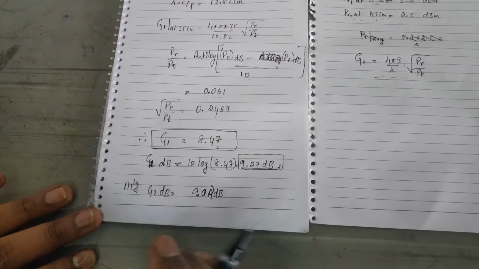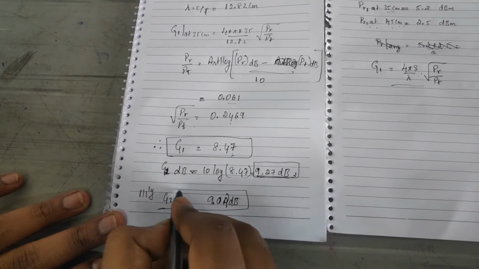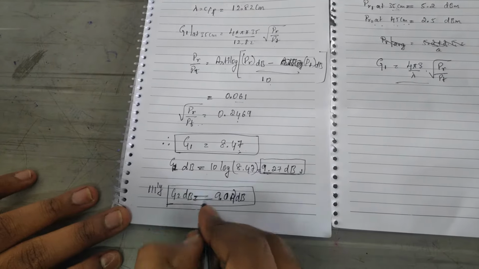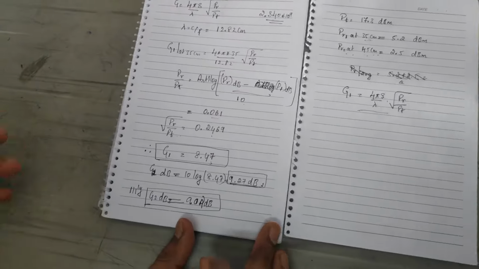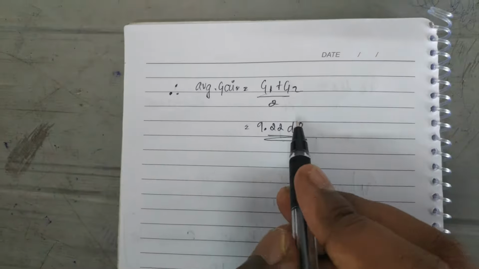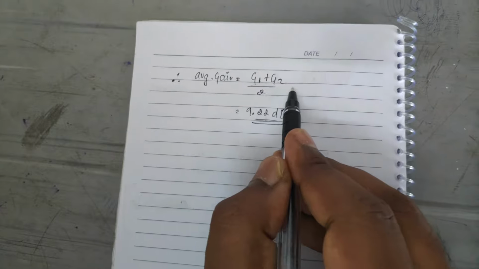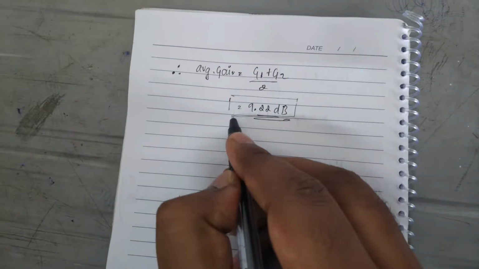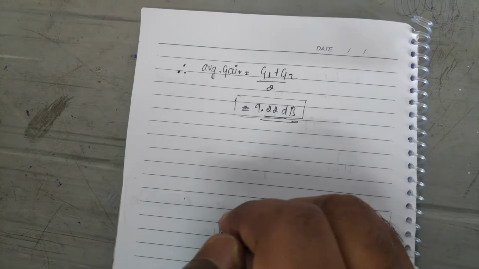If we do the same type of calculation for the second antenna setup, which has a distance of around 45 centimeters, we get a gain of around 9.02 dB. I'm also interested in calculating the average gain of the antenna, which will be calculated as G1 plus G2 divided by 2. I'm using dB values here. So the average gain of this antenna, which we have used for the experiment, is around 9.22 dB.